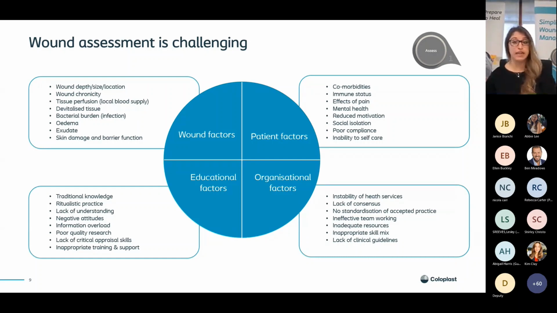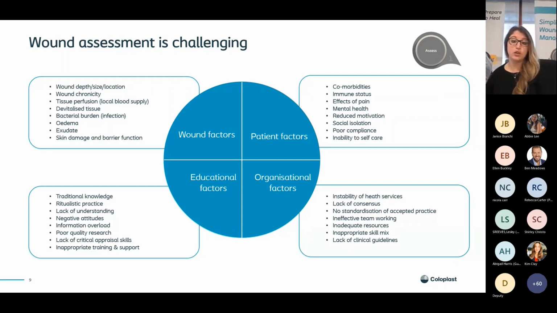Does it mean that they're isolating themselves because perhaps their wound is quite smelly, or their wound is very wet and leaking all the time, and they're having to think about how often they're changing their clothes or how often their dressings are being changed? And if the patients don't understand why we're doing what we're doing, this could lead to poor compliance. They may not be happy to go with the treatment or the management that we are suggesting.